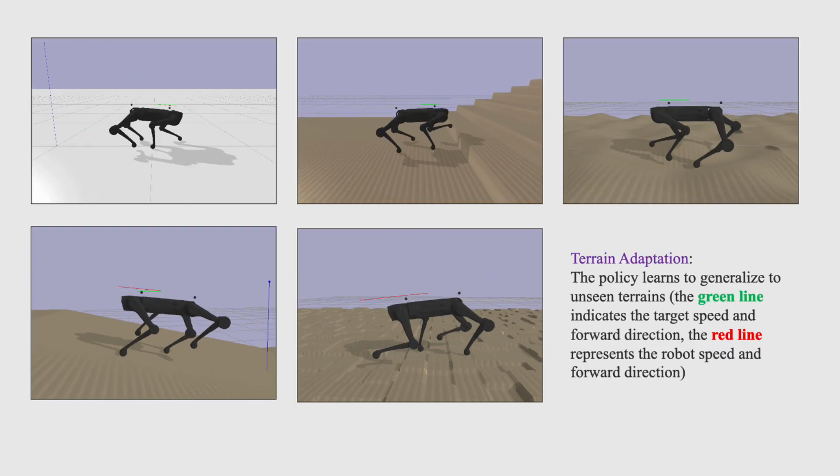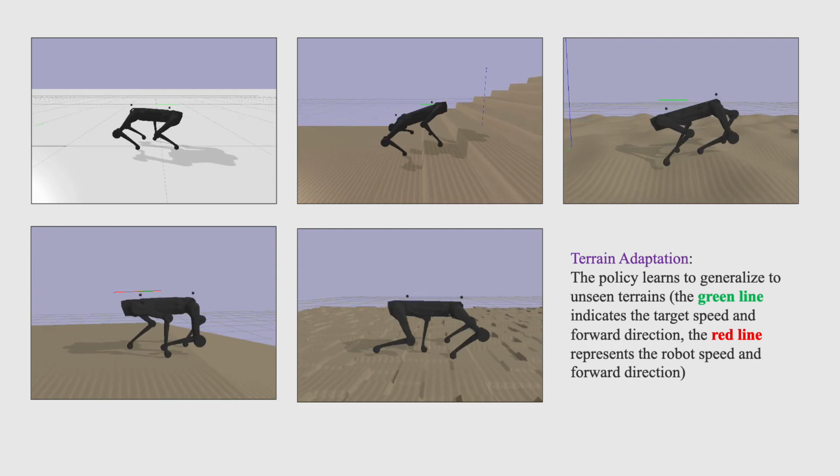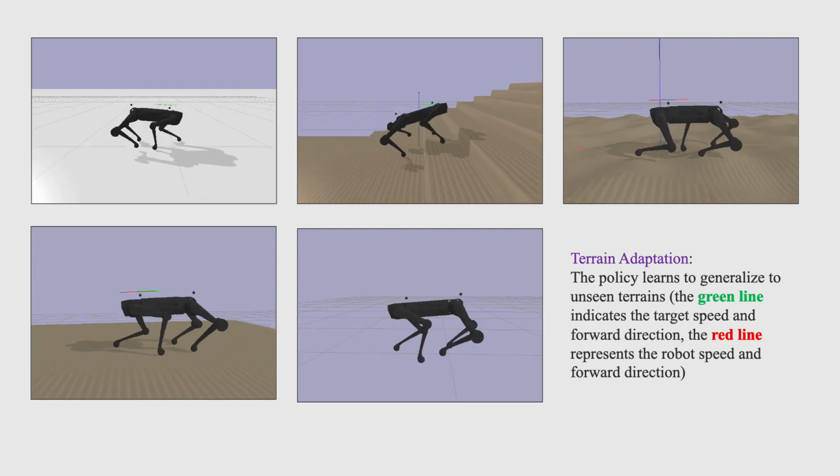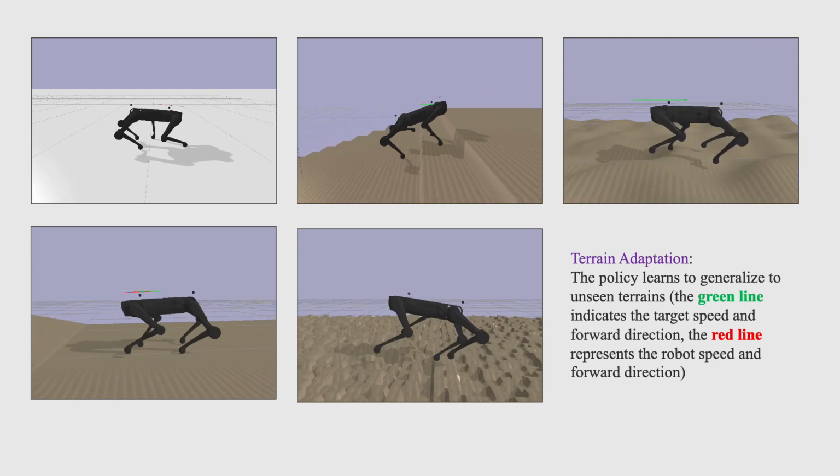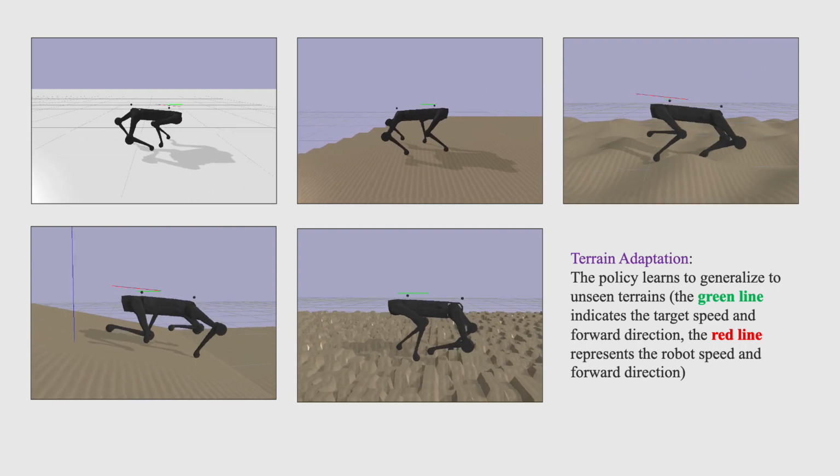In the terrain adaptation process, the policy learns to generalize to unseen terrains. The green line indicates the target speed and forward direction, while the red line represents the robot speed and forward direction.